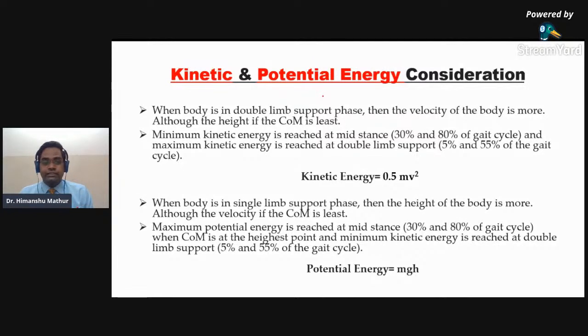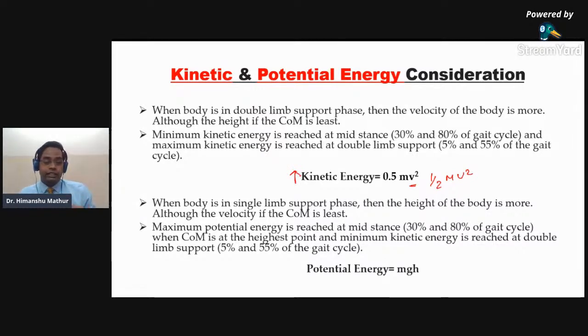Okay, so when the body is in motion, the formula is half mv square. We all know that for kinetic energy it is half mv square. So when a body is in double limb support phase, then the velocity of the body is more, because there is a unanimous and optimal weight distribution on both the limbs. So there will be more speed when both my limbs are in contact with the ground. जब मेरे दोनों पैर जमीन के कांटेक्ट में होंगे, तो मेरी वेलोसिटी हमेशा ज्यादा होगी. वेलोसिटी ज्यादा होगी तो हमेशा मेरी काइनेटिक एनर्जी उस समय ज्यादा होगी.